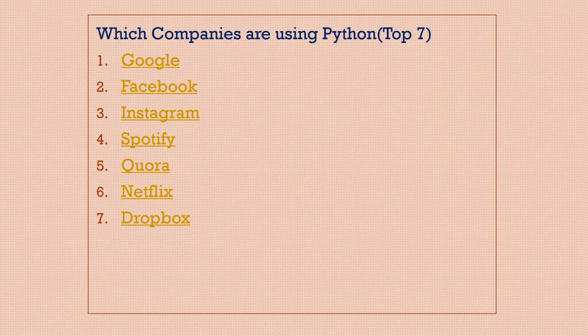So I have a list of 7 companies today who are making use of Python and earning their revenues, of course. Number 1 is Google. Number 2, Facebook. Instagram. Everybody talks about Insta, but Insta makes use of Python, and that you should be aware of. Spotify, Quora, Netflix, again a very common term, and Dropbox. All these companies are making use of Python for generating revenue and for their business applications.